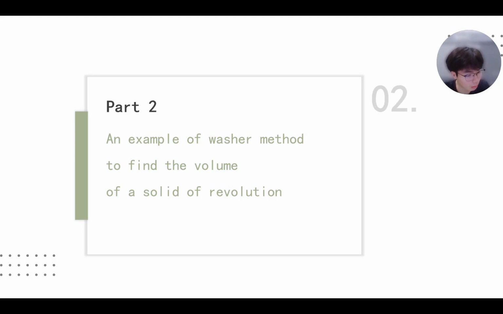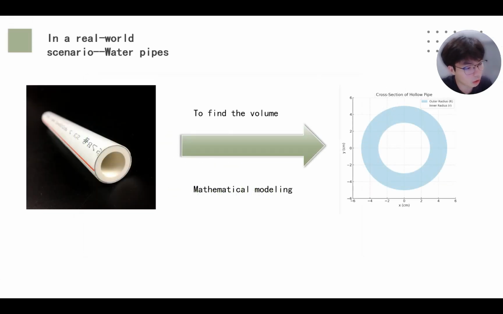Now we can go to the next. The example of the washer method to find the volume of a solid of revolution. In our daily life, calculating the volume of a solid of revolution is a very common scenario. Just like a water pipe, we want to calculate the volume of the pipe's wall. After the mathematical modeling, we can use the washer method to solve it.